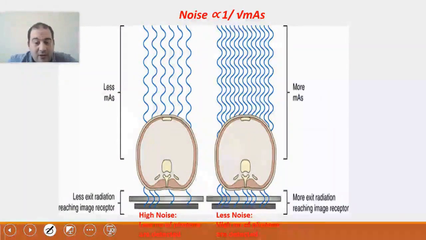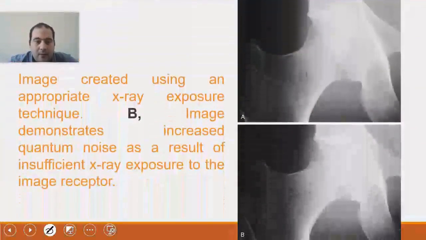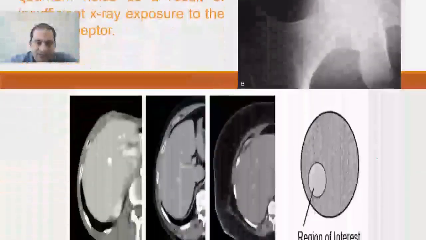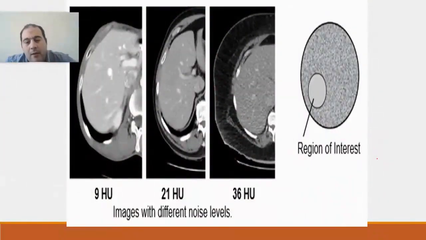The more we increase milliampere, the more it will reduce the noise. For example, in the two images present, image A and image B, you will find that there is noise present along with a reduction in milliampere. Now, regarding the Hounsfield unit or the standard deviation.